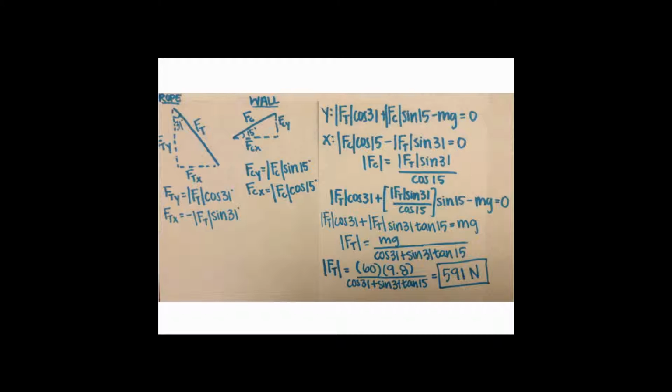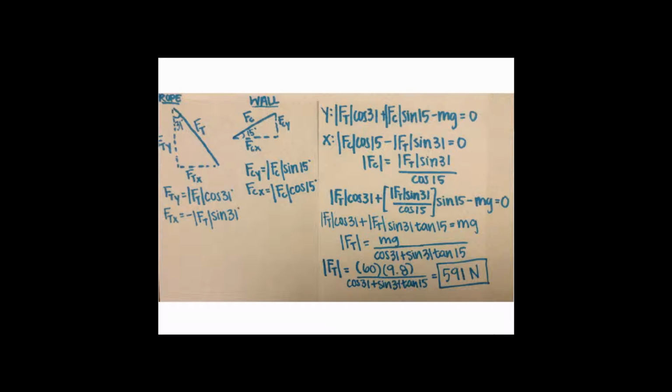And we're going to use that equation to plug it back into the equation of all the Y components of the forces. So Ft cosine of 31 plus Fc, which is also equal to the magnitude of Ft sine 31 divided by cosine 15, times sine 15, minus mg is equal to 0. And I moved mg to the other side and solved for the magnitude of the tension force, and it became equal to mg divided by cosine 31 plus sine 31 times tan 15.